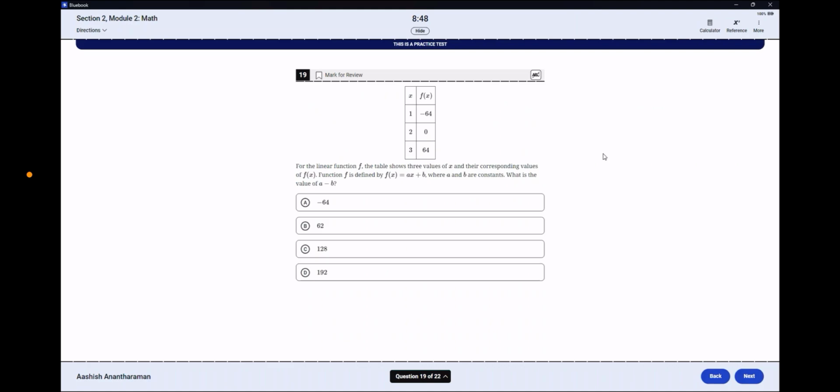What is the value of a minus b? So function f, 3 values of f. Okay, f of x is ax plus b. So this is a function, with a in ax plus b format. We know it's increasing by 64, so you know the slope is 64x. And then the y-intercept is going to be negative 64 minus 64, which is negative 128. So a is 64, b is negative 128. So your answer is going to be D.